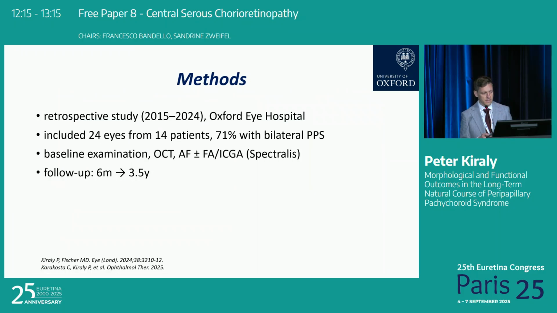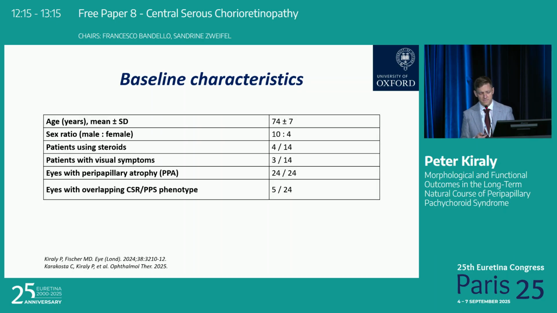So we did a retrospective study from 2015 to 2024 at the Oxford Eye Hospital, and we included 14 patients and 24 eyes. So 71% of patients had bilateral PPS. At baseline, we examined the patient, we did OCT, autofluorescence, fluorescein angiography, and fluorescein and ICGA in the majority of patients. We followed the patients up for 6 months to 3.5 years without any intervention.